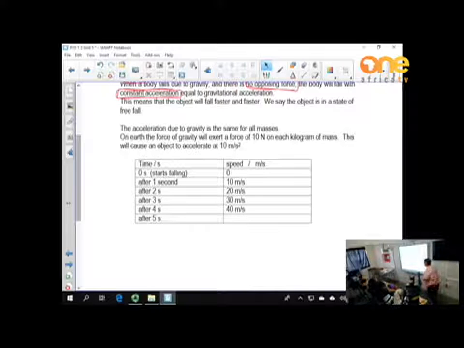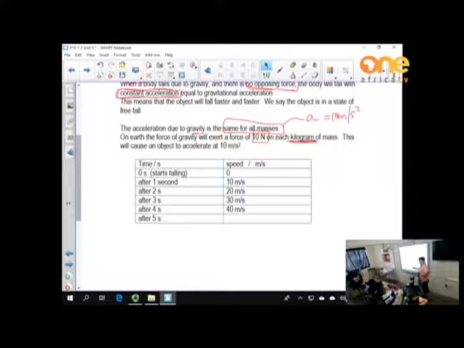All right. People, acceleration due to gravity is the same for all masses. The Earth can't see. Any object would be accelerated at a rate of 10 meters per second squared. If we have a look at it, on the Earth, the force of gravity will exert a force of 10 Newton for each kilogram of mass.